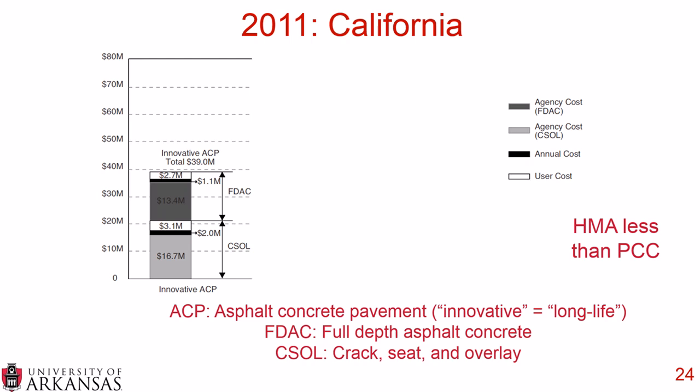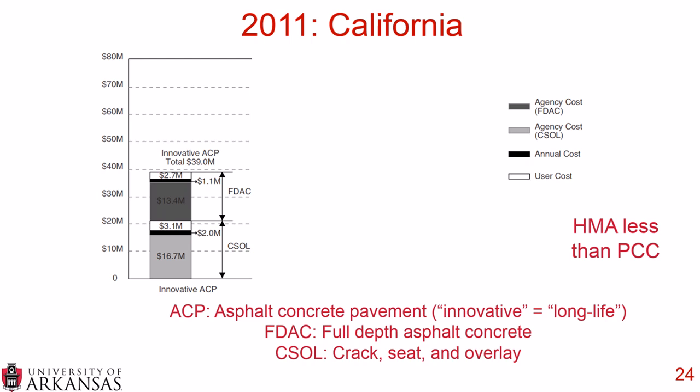Let's take a look at a 2011 California study. Here we have a couple different treatments, and we're getting a little more in-depth into the nitty-gritty details. Here we have an asphalt concrete pavement, ACP, and we had an innovative or long life strategy. FDAC is full depth asphalt concrete, and CSOL is crack, seat, and overlay.